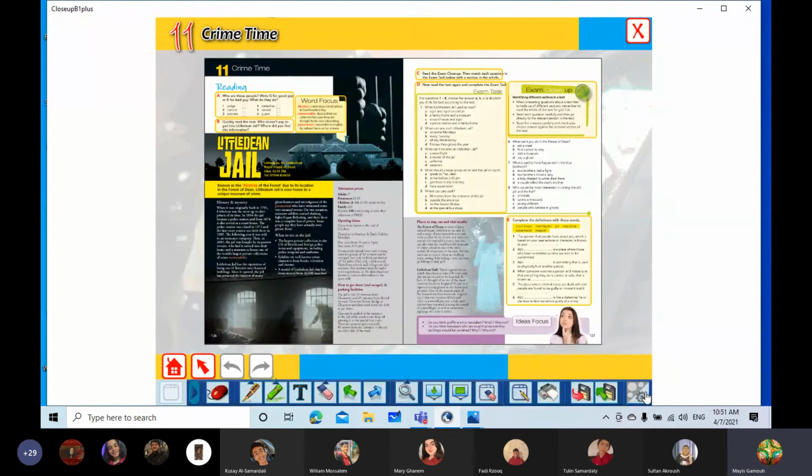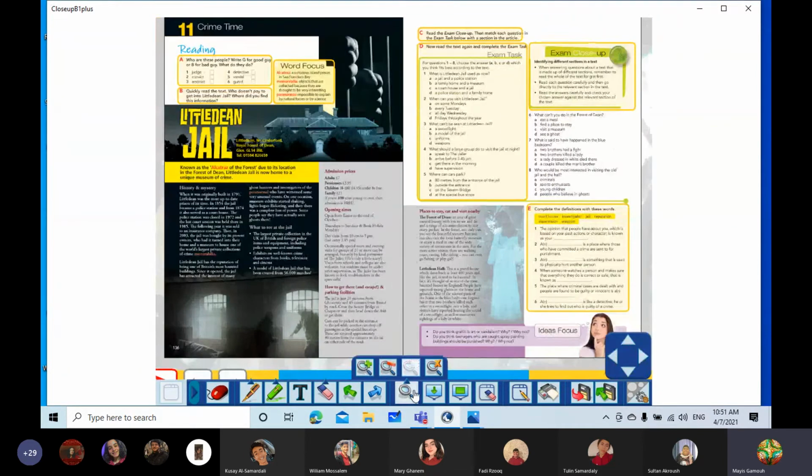Before going to our text in here, I want you to look at the photo that we have.